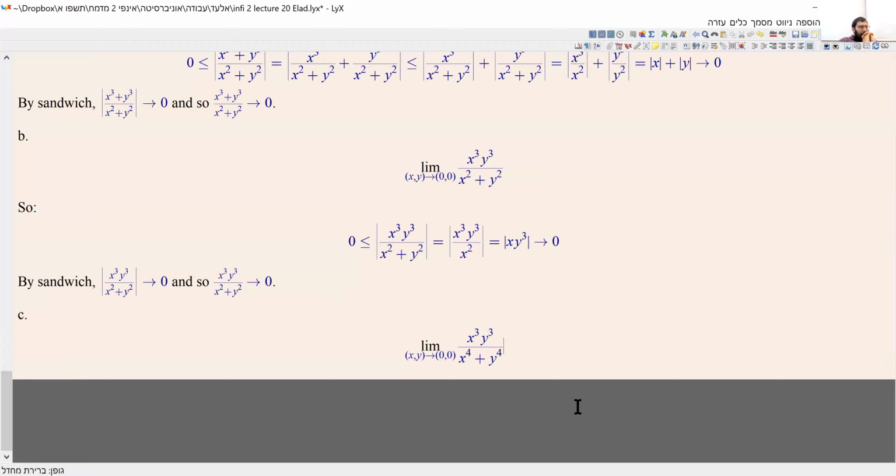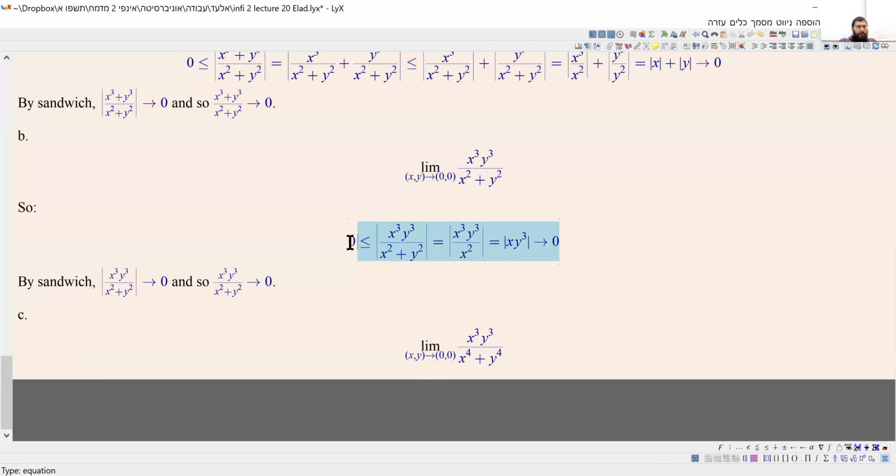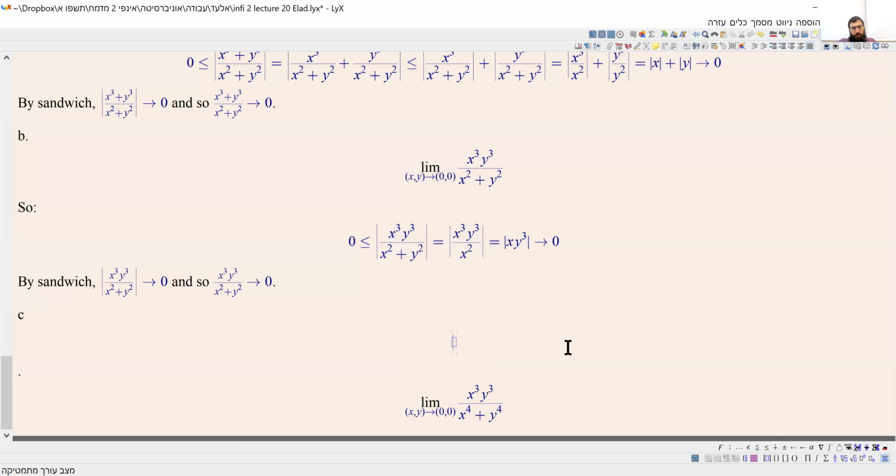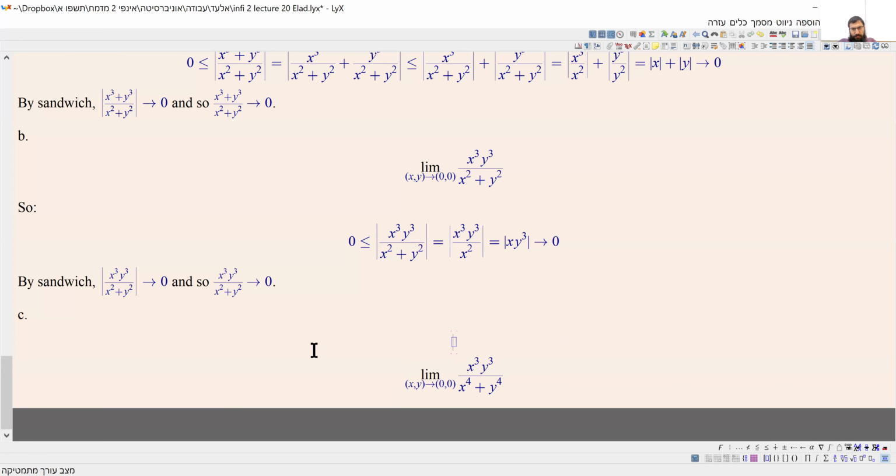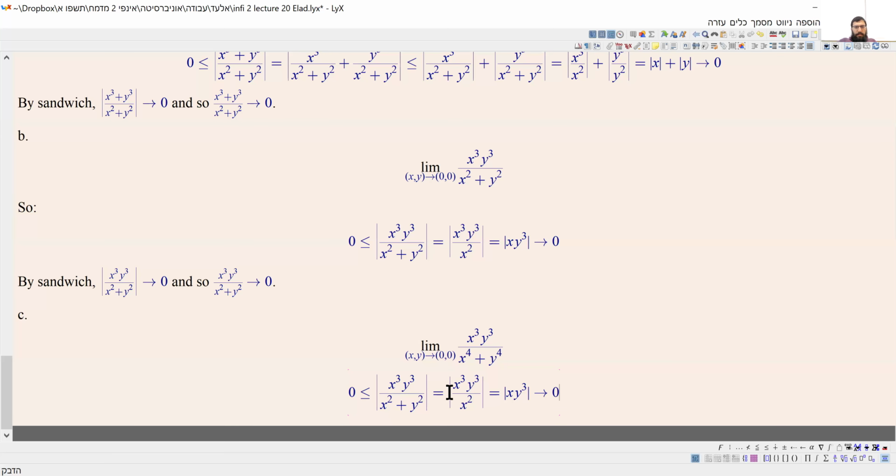Here, we cannot do this simple trick. Let's write it down and then delete it. Erase it. X to the power of 4 and y to the power of 4, we are left with x to the power of 4, and it's not good. We still have a denominator.